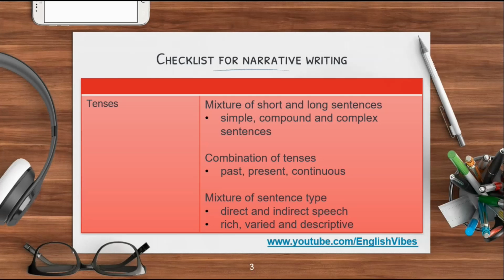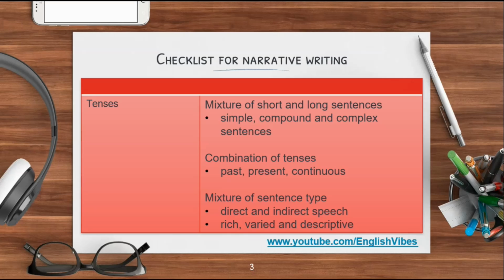Alright, this is a checklist for narrative writing. When you're writing a narrative essay, bear in mind you have to know the tenses that you're going to use. A lot of essays, especially when you're writing narrative, the tenses should be either in past tense, followed by past perfect and past continuous. Okay, tenses that are related to the past. If you are narrating something that happened in the past, keep this in mind.